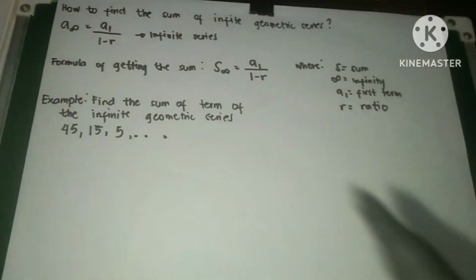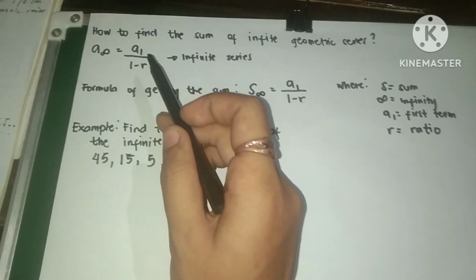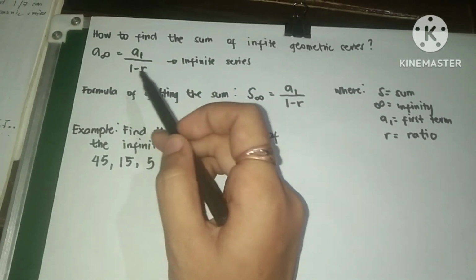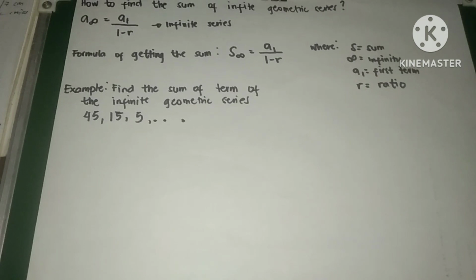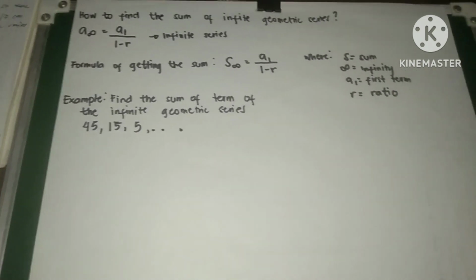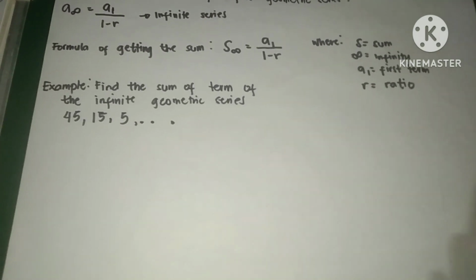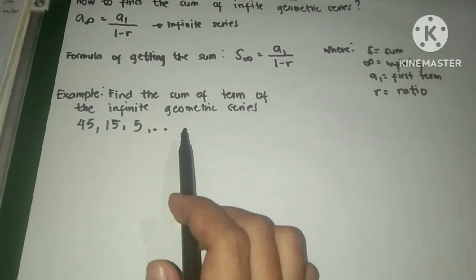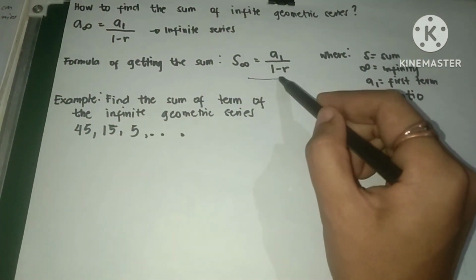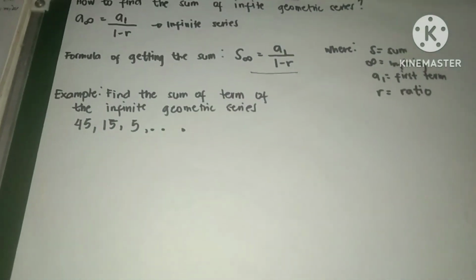So let us now go to finding the sum of the infinite geometric series. In finding the sum, here is the formula where S sub infinity equals a sub 1 over 1 minus r. So let's start by getting the sum of the terms of the infinite geometric series. For example, we have here the infinite geometric series 45, 15, 5 and so on. We will use this formula to get the answer.